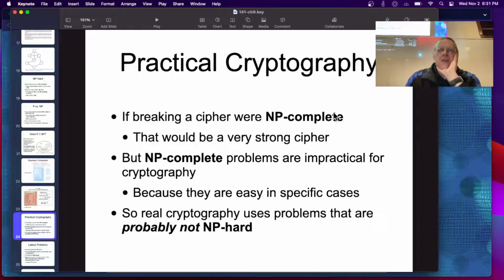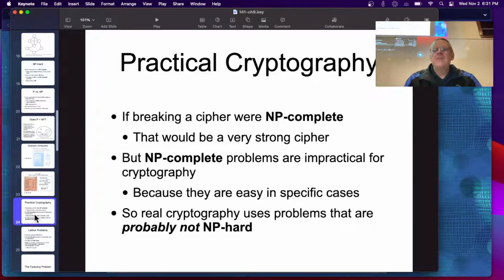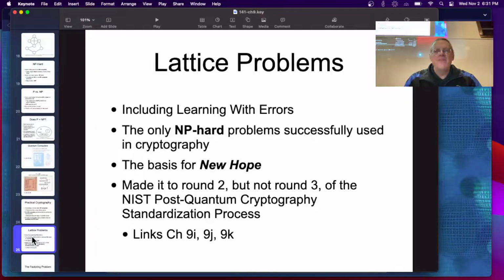So if breaking a cipher were NP-complete, then you would think that would be the strongest cipher. Then you would have the hardest possible NP problem to find the key if you don't know the key. But the problem is, NP-complete problems are easy in certain specific cases. And so what we use is problems that are probably not NP-hard.